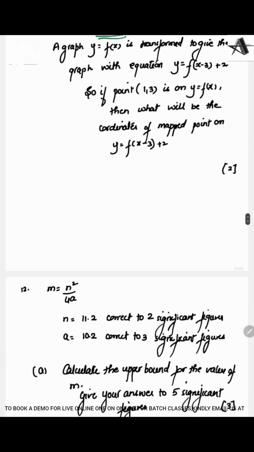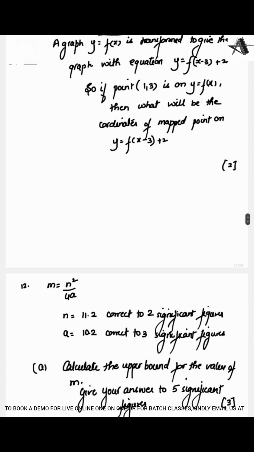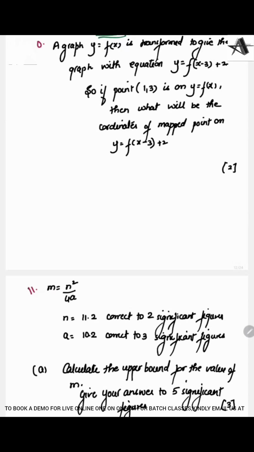The graph y equals f(x) is transformed to give the graph with equation y equals f(x minus 3) plus 2. So if point 1 comma 3 is on y equals f(x), then what will be the coordinates of the mapped point? First you should know what transformations it is undergoing. First on the x-axis, then on the y-axis.